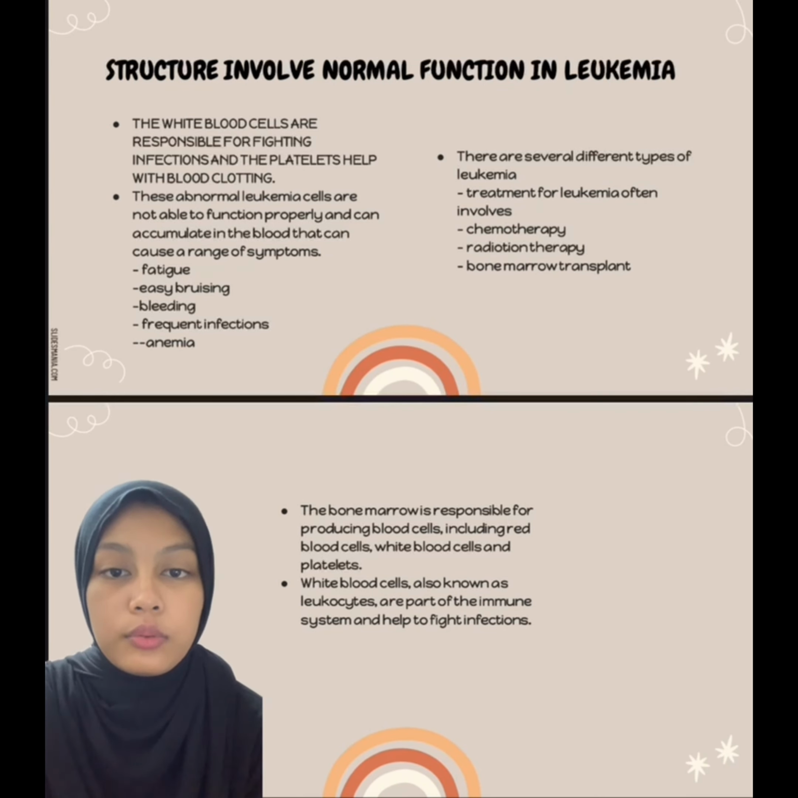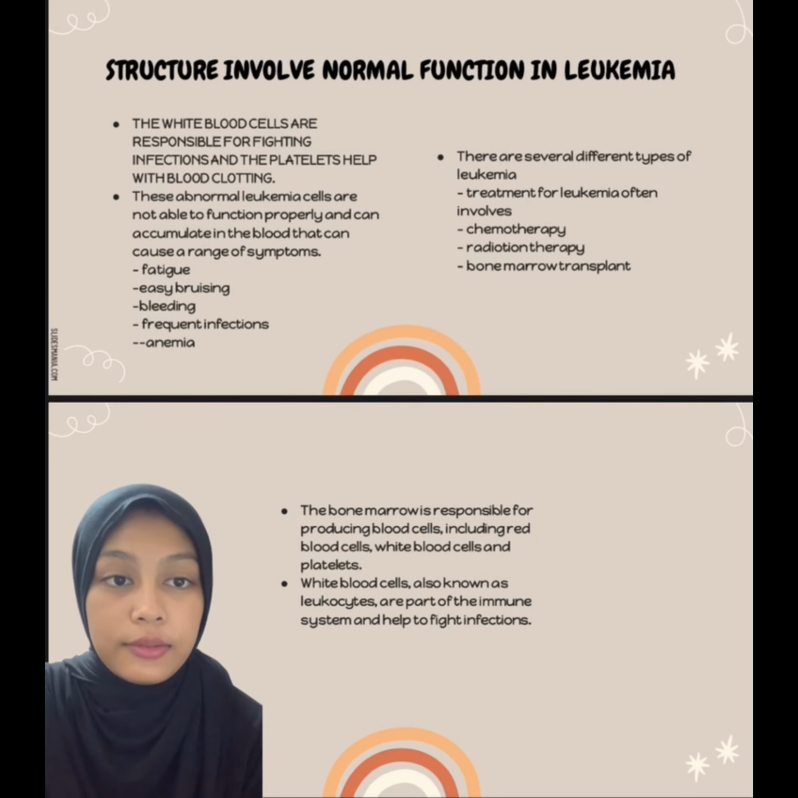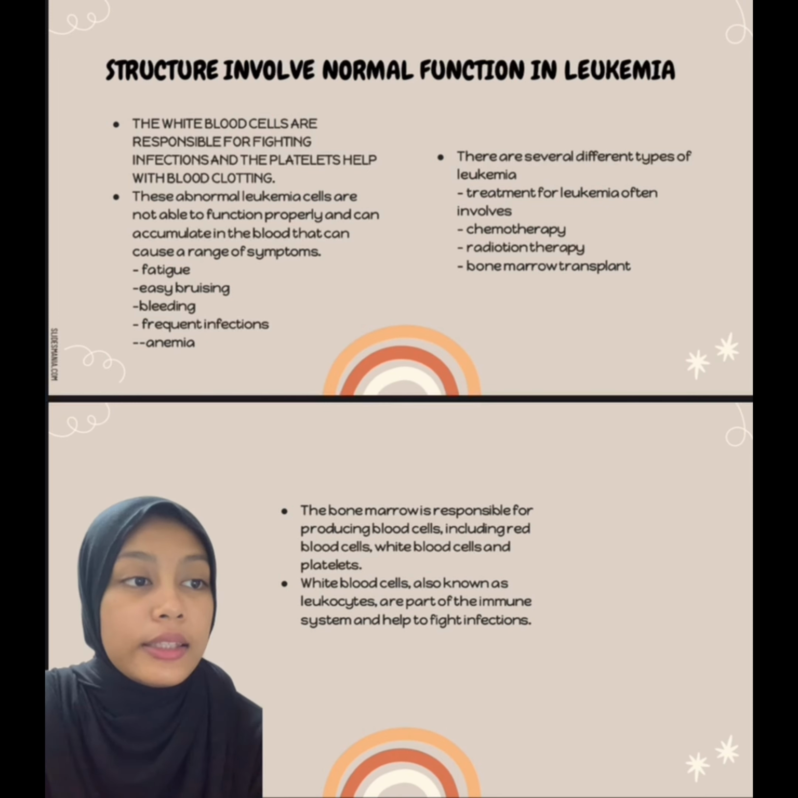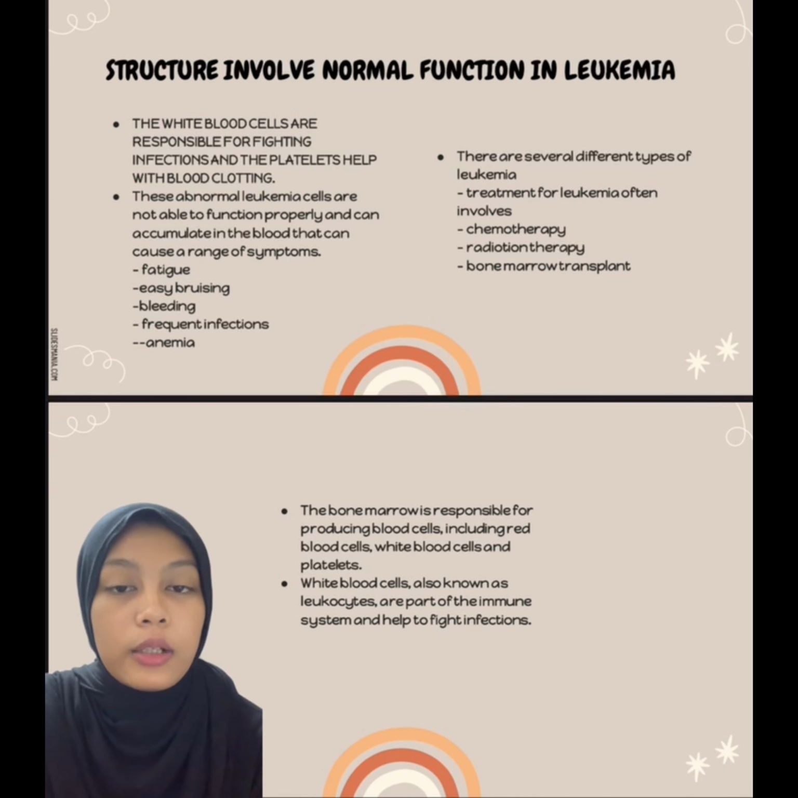H2280260. So we will continue to the next part, which is the structure involved and normal function in leukemia. In a healthy individual, the bone marrow produces blood cells, including red blood cells, white blood cells, and platelets. The red blood cells carry oxygen to the body's tissues and organs and remove carbon dioxide. The white blood cells are responsible for fighting infections, and the platelets help with blood clotting.